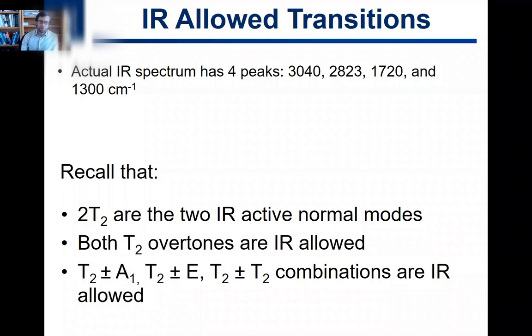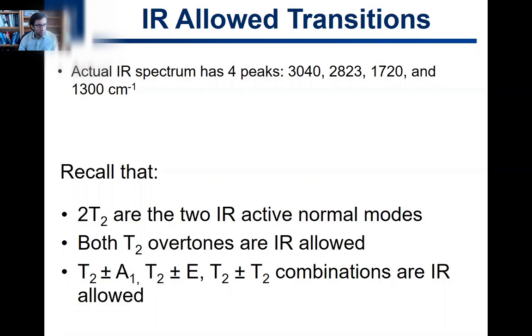Okay, so we've interpreted the Raman spectrum of methane successfully. Next, we're going to tackle the problem of the infrared spectrum. And so here are the results from an IR spectrum of methane. You can see there's 4 peaks. They're at 3040, 2823, 1720, and 1300.